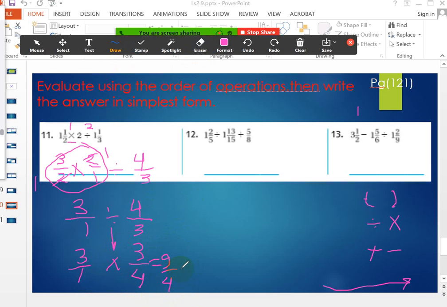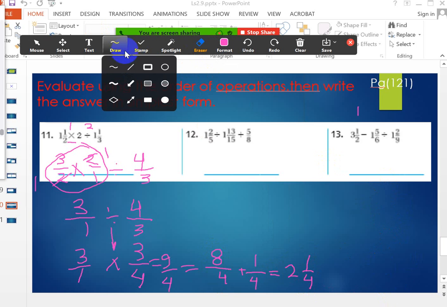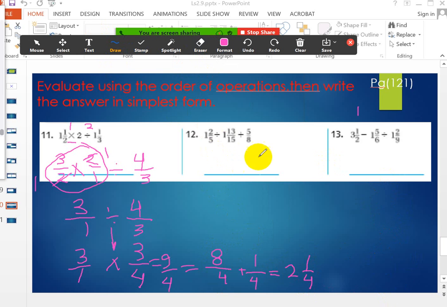Is this the simplest form? No. I can write it as a mixed number. So I will break 9 over 4 into two fractions with the same denominator, which is 4. What is the number that's able to divide by 4 from 9? It's 8. And what is left is 1. So 8 over 4 equals 2, and 1 over 4. This is the simplest form for the answer. What I did here is just do the division and multiplication in order. Okay? What about number 12?